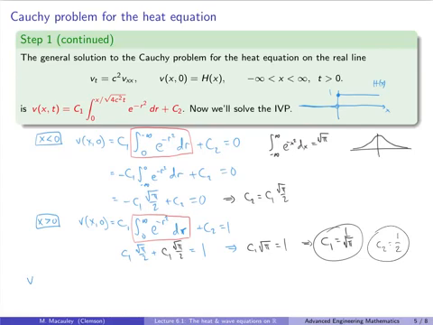So V, our particular solution that satisfies the initial condition, I'm going to write as 1/2 plus 1 over root pi times the integral from 0 to x over root 4 c squared t of e to the negative r squared dr. And that's one way to write this.